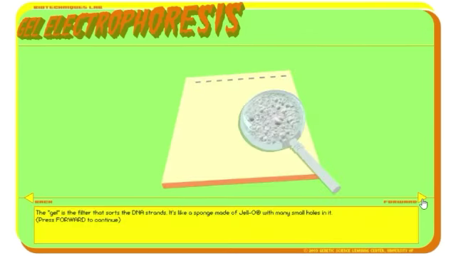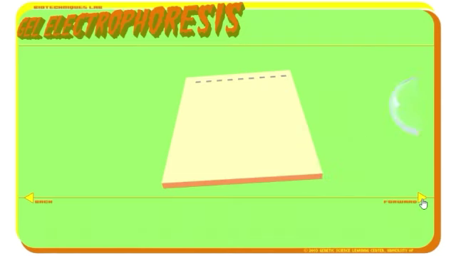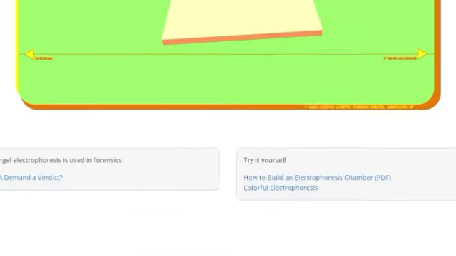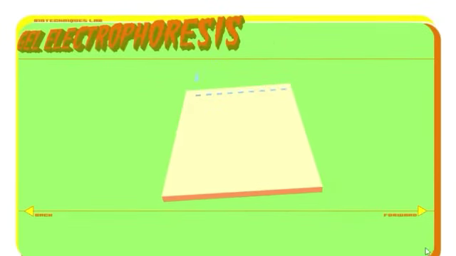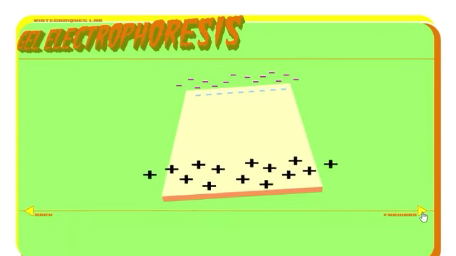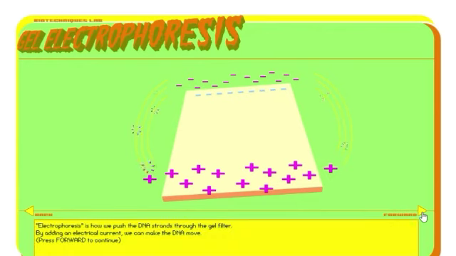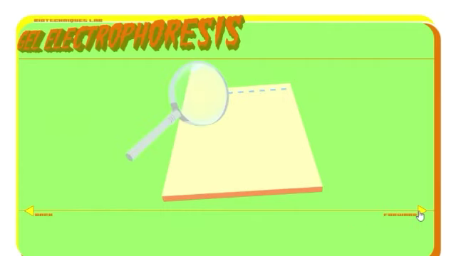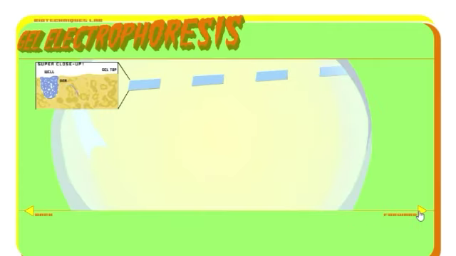So this is the gel, the filter that sorts the DNA strands. We place the DNA samples into holes at one end of the gel. Electrophoresis is how we push the DNA strands through the gel filter by adding an electrical current, that is the violet one with a plus sign, and we can make the DNA move.